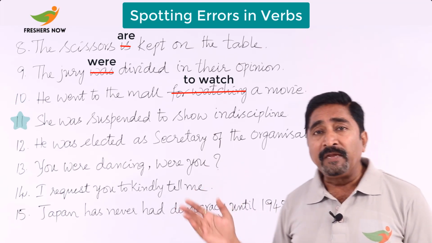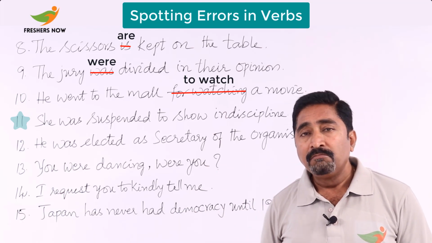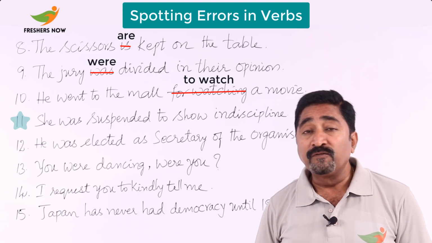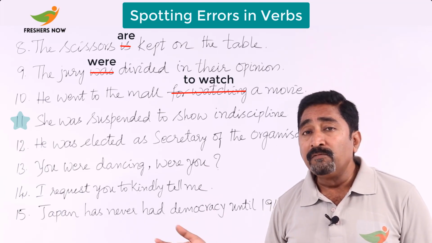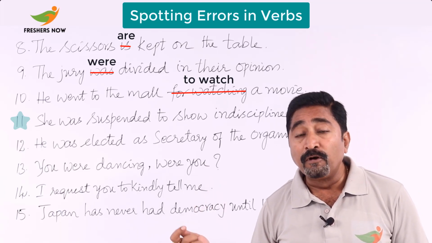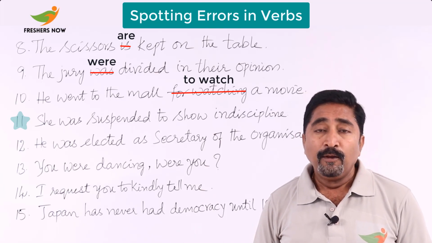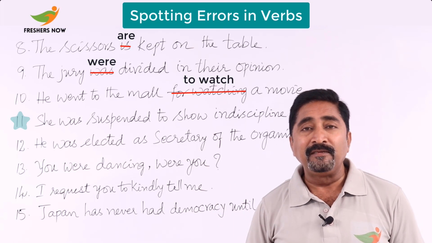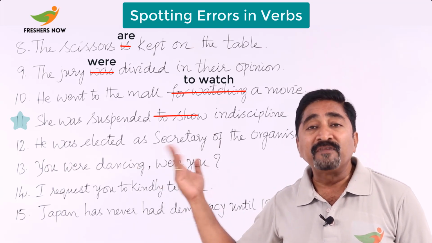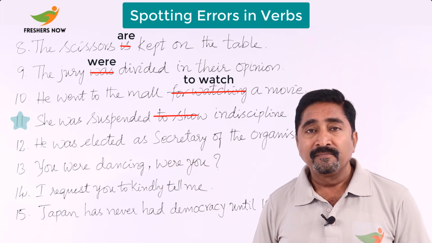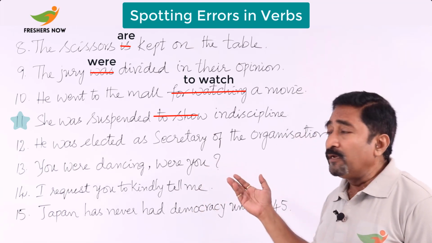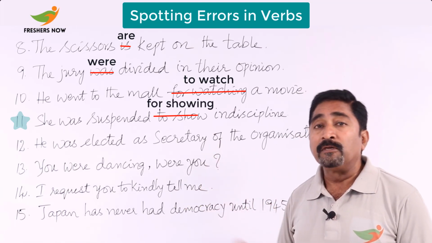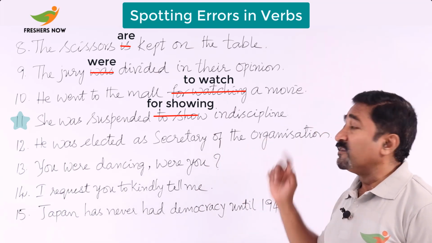She was suspended to show indiscipline. Now here you should know that the verb indicates the cause. Whenever a verb indicates a cause, you should use the gerund here, the opposite of the previous sentence. So here you should say that she was suspended for showing indiscipline.